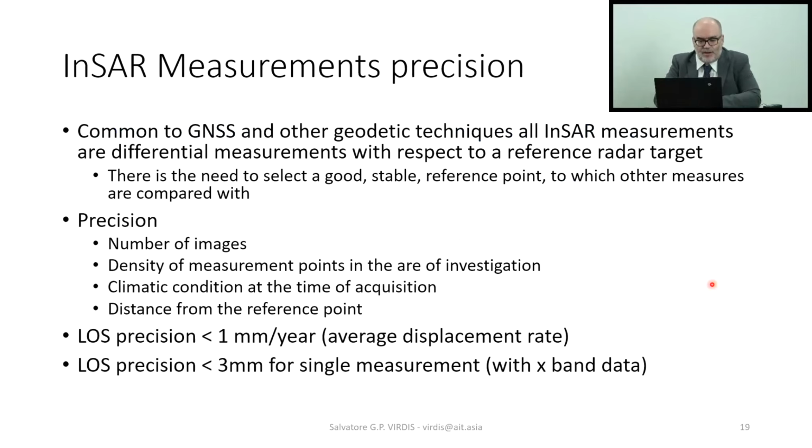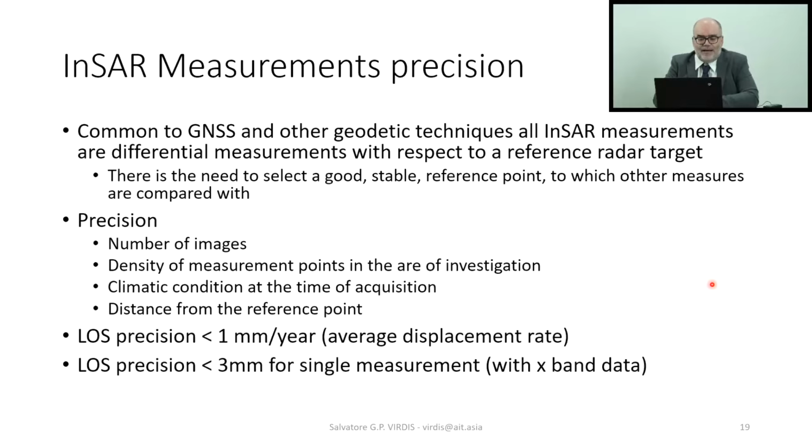So what is the precision? When we talk about PS, what is the expected precision? As with other common GNSS techniques, or any geodetic technique, InSAR measures are differential measurements. So we need a reference point to make our measures. We measure the variation of a single target with respect to our reference point. So there is the need to select a good, stable reference point to which other measures are compared.